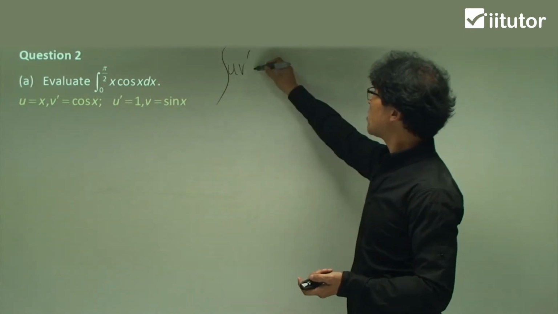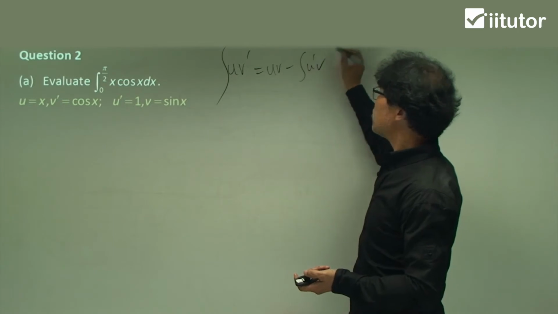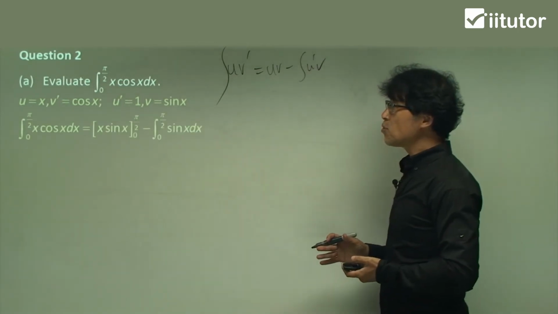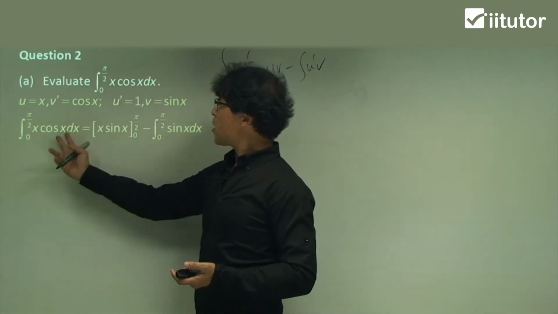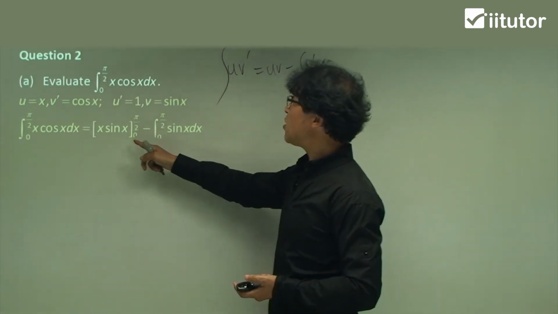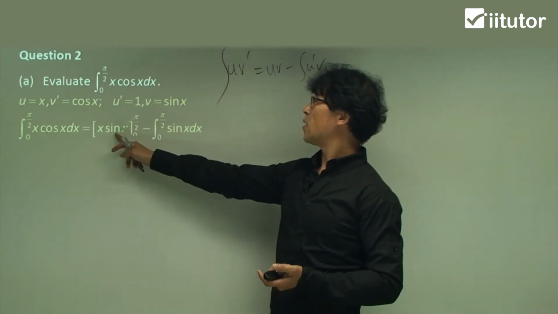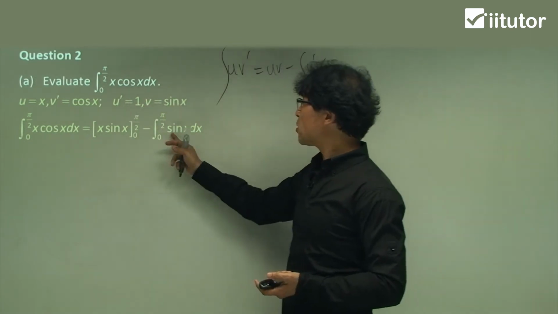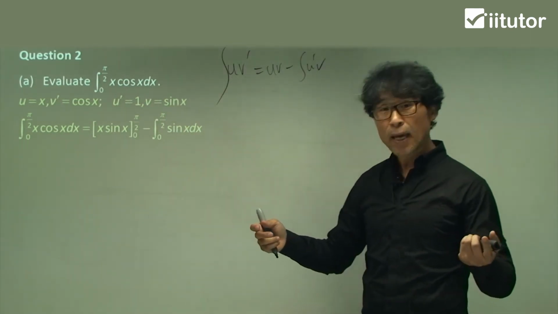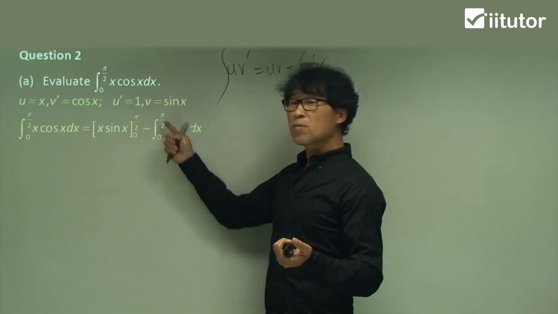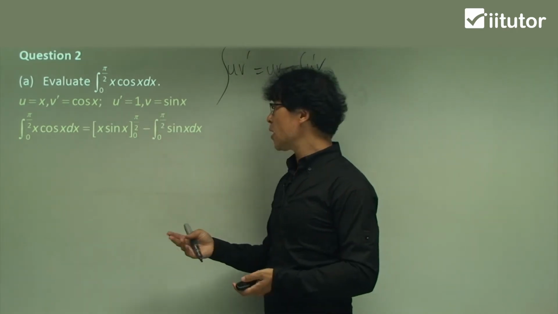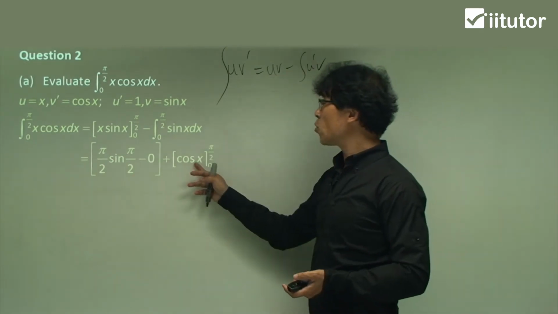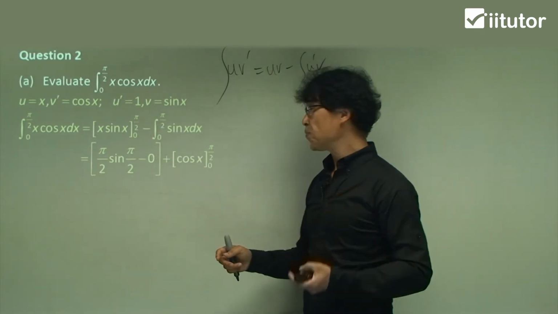Now we can put everything in: that is uv minus the integral of u dash v. That's the basic rule of integration by parts. So uv is x sin x, and u dash v is 1 times sin x, which is just sin x. Then put in the limit values and calculate. The integral of sine is negative cos, so the negative becomes positive.